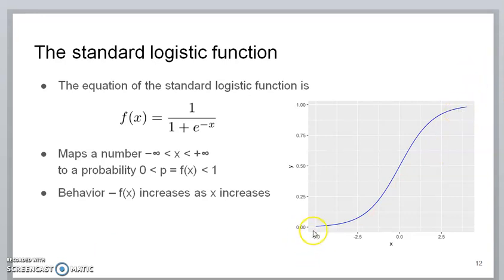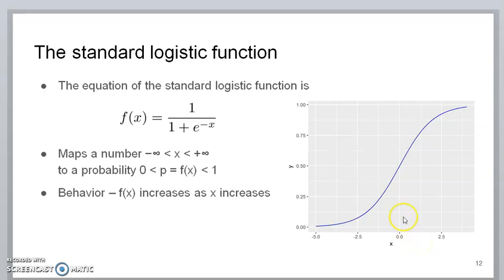It doesn't necessarily mean good or bad or something like that. 1 just means the event will happen, and 0 just means the event will not happen, just like that. It doesn't necessarily relate to the good or bad. But what does this graphical function mean?